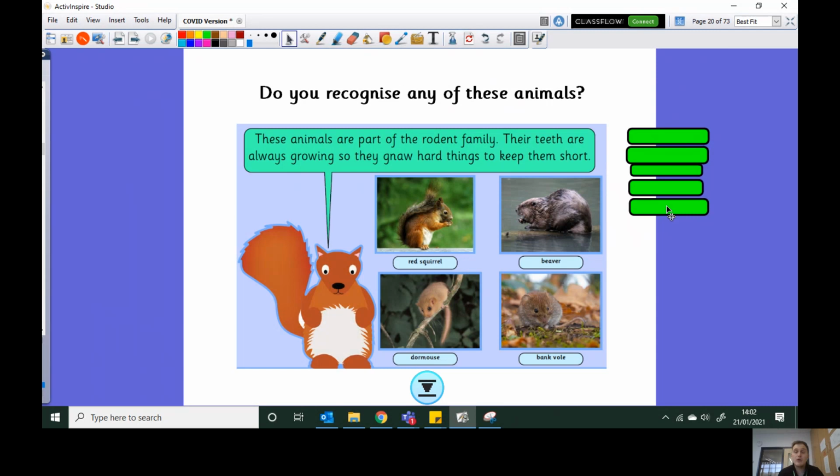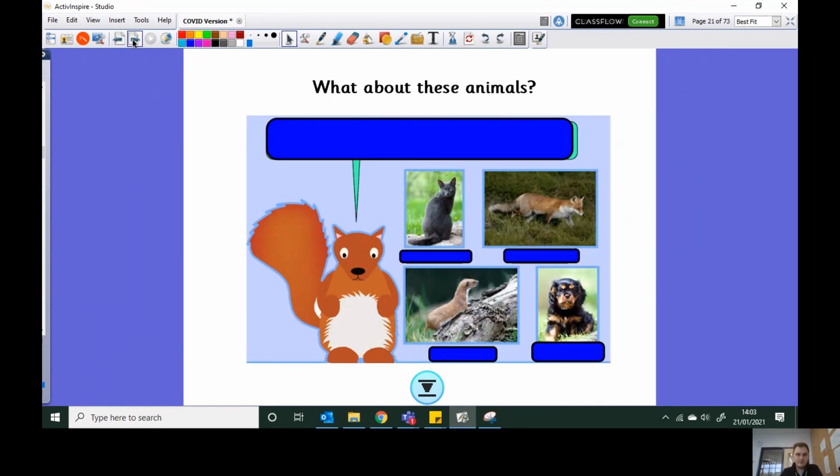Okay, so we know that there are hundreds of animals on this planet. They're all slightly different, and they all have different groups or families that we class them in. So this group here are called the rodent family. Their teeth are always growing, so they gnaw hard things to keep them short. That's why we see squirrels nibbling at things so much. That's why beavers are nibbling at wood so much, to wear down their teeth to keep them a bit shorter. I didn't know that. That's something I've learned already in today's science lesson.